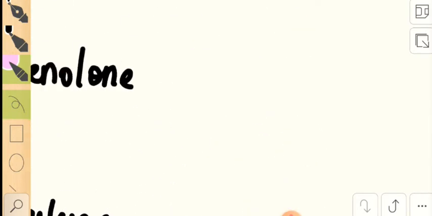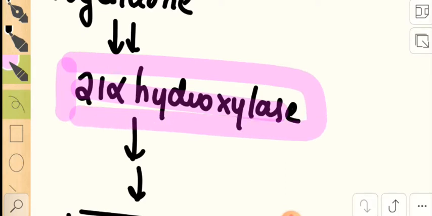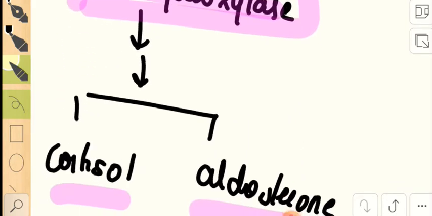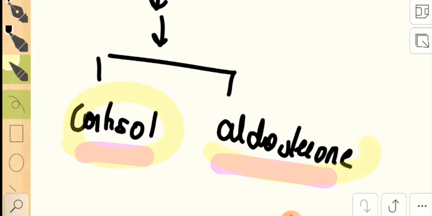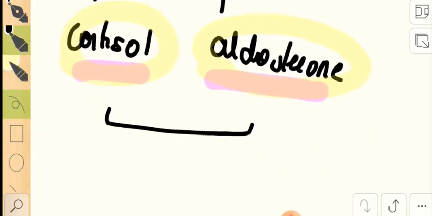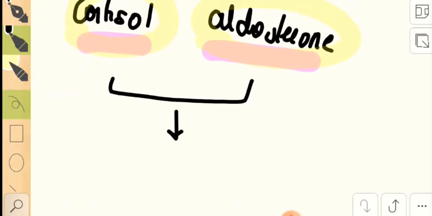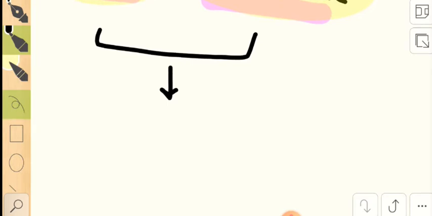In congenital adrenal hyperplasia, the most common enzyme defect involved is this 21 alpha hydroxylase. Now, when 21 alpha hydroxylase activity is deficient, then the formation of cortisol as well as aldosterone is inhibited, or there is no formation of both cortisol and aldosterone. So the fetal body detects the absence of these hormones, and in turn, through a negative feedback mechanism, it triggers the release of ACTH from the fetal pituitary.